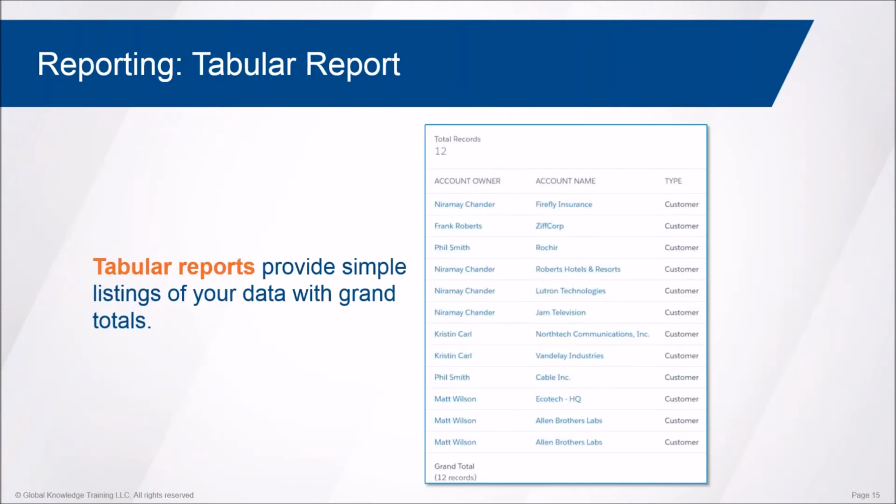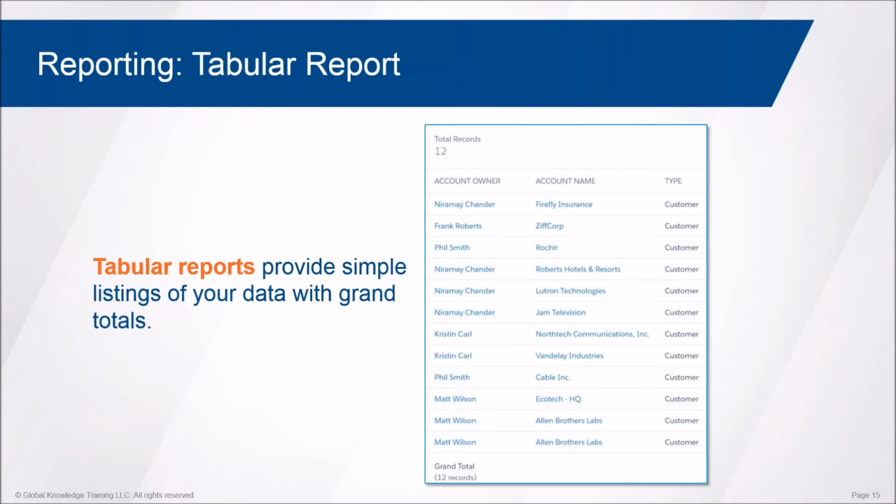So the first report, as I already previewed a little bit, here's that tabular report. It gives us a very simple list of information with a grand total. It doesn't do any subgroups. It doesn't do any summarizing. It doesn't do any column or row grouping. It doesn't do anything fancy. It's very simply just a list of information.